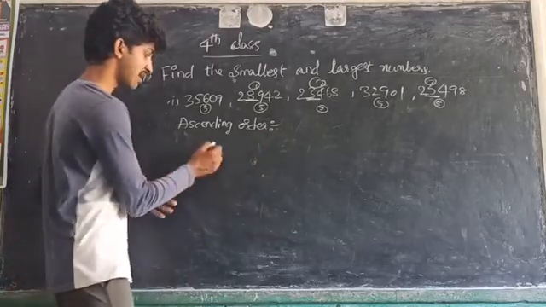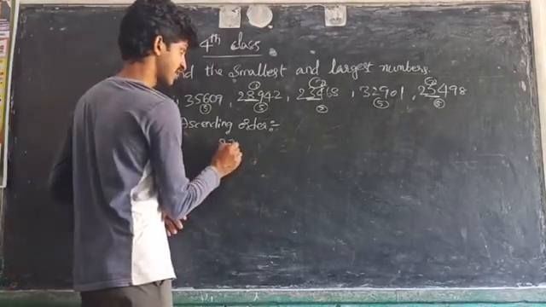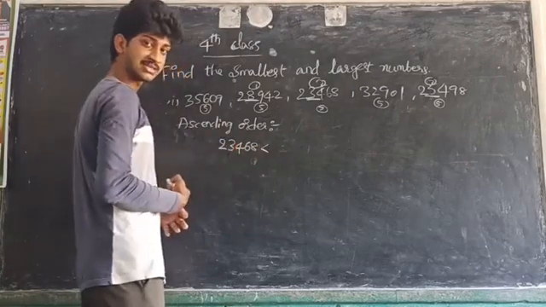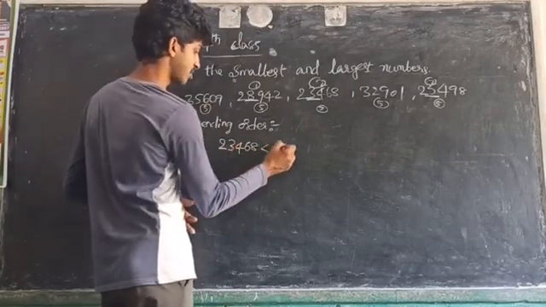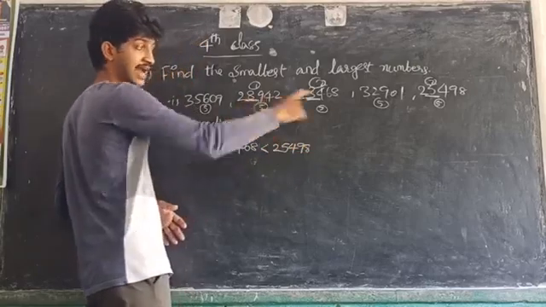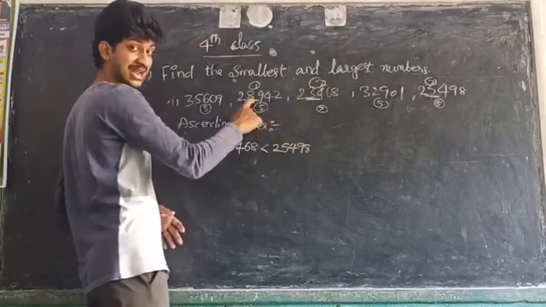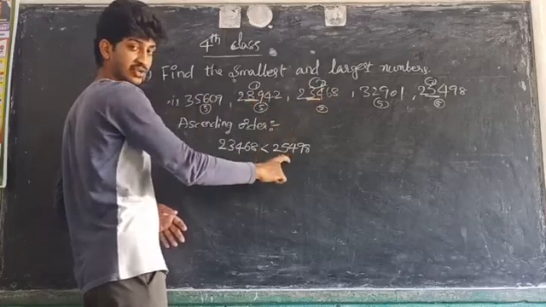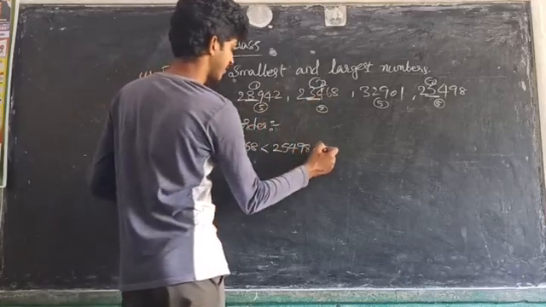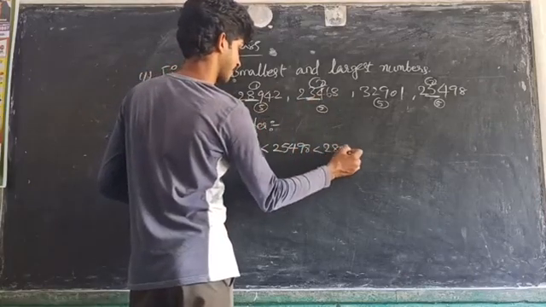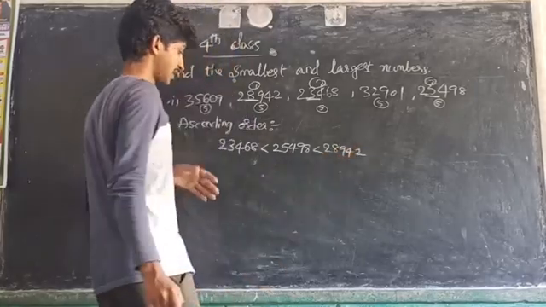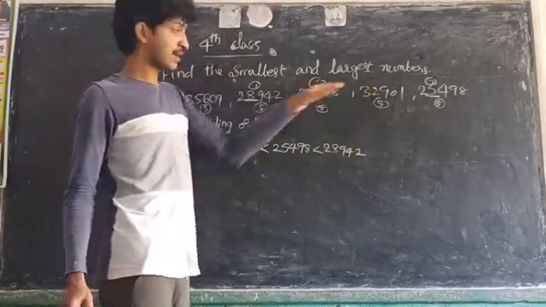So what is the smallest number among these 5 numbers? 23,468 is less than 25,490. Because 8 is greater than 5, that's why 25,490 is less than 28,942. Okay, now these 3 numbers are completed.